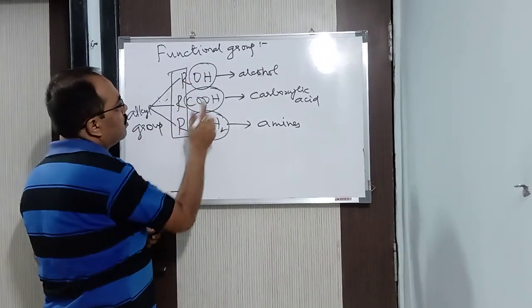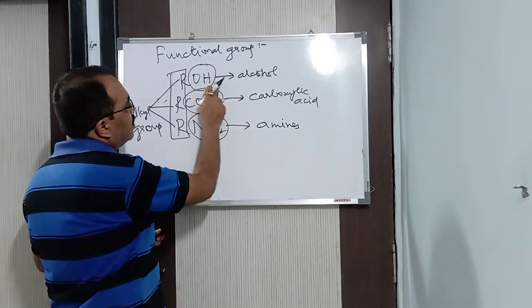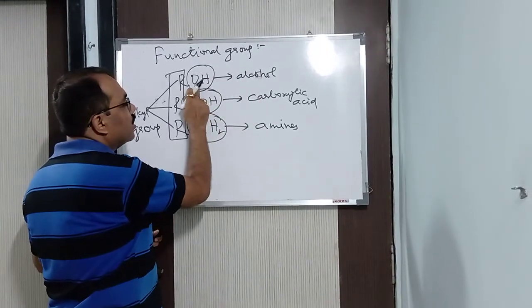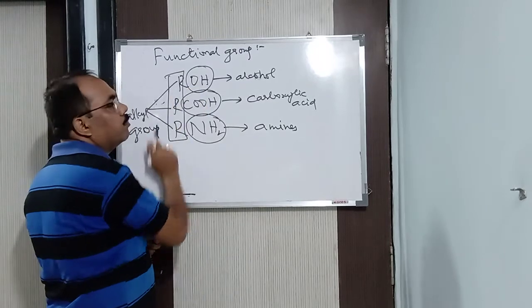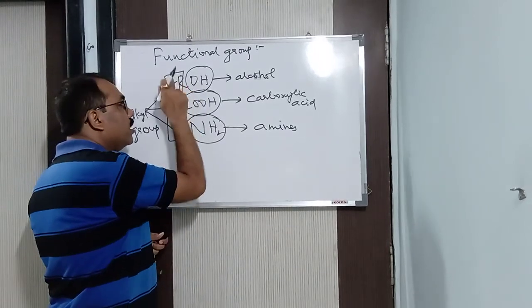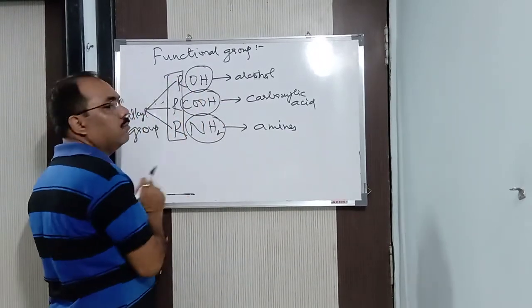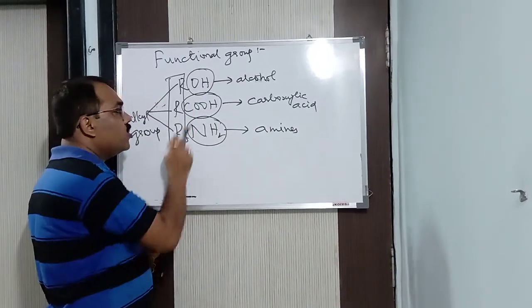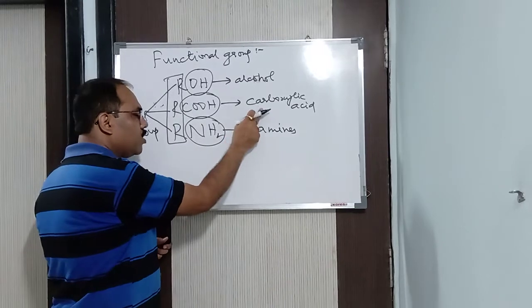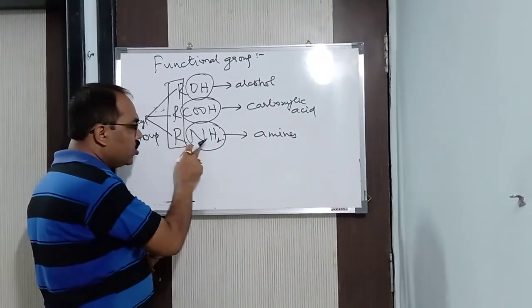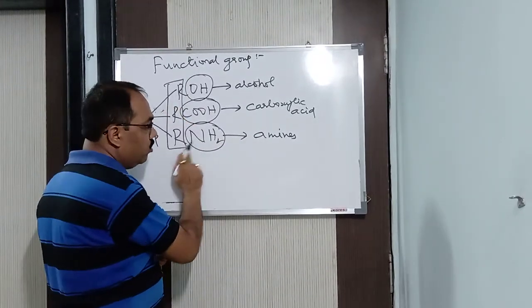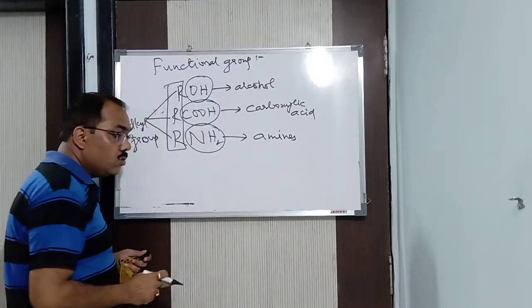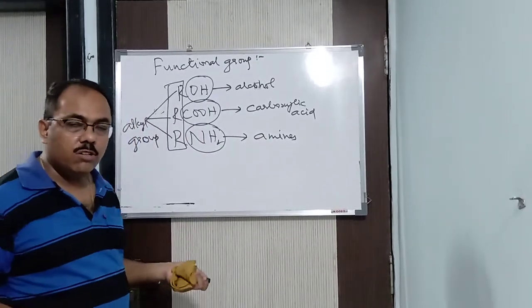Now what is this? This one. I said alcohol. So the OH group is the functional group by which you come to know that the given compound is alcohol. Here COOH is the functional group by which you come to know that the given compound is carboxylic acid. Here NH2 is a functional group by which you come to know that the given compound is an amine. So then what is a functional group?